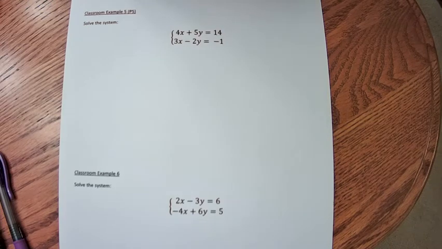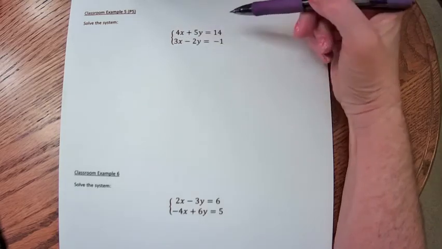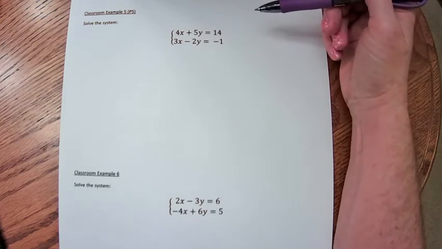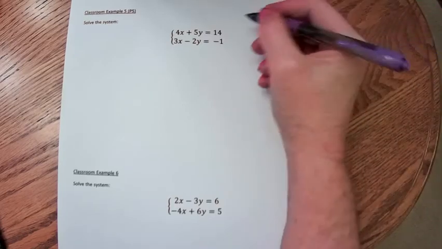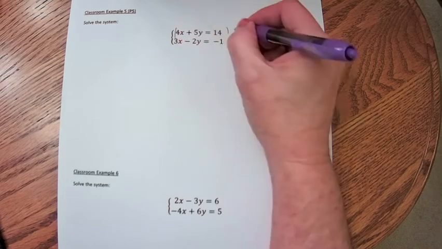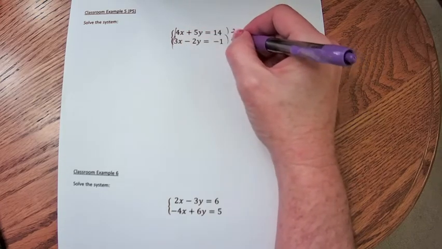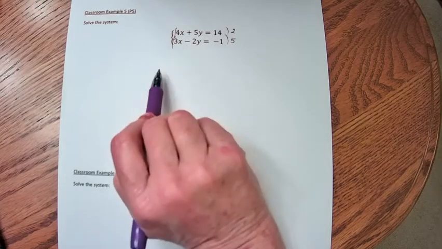Continuing with the addition method to solve a system of equations. Here I have a 4x and a 3x. Here I have a 5y and a negative 2y. So I want to get either the x's or the y's to have opposite coefficients. So you know what? If I multiply this whole equation by 2, and if I multiply this whole equation by 5, I'll get 10y and negative 10y.